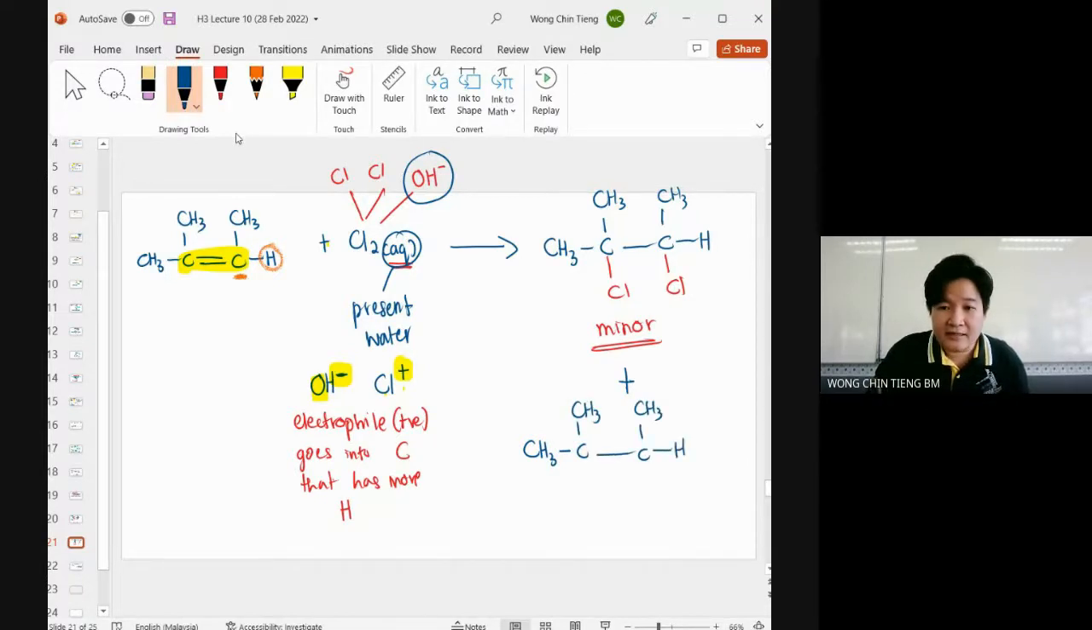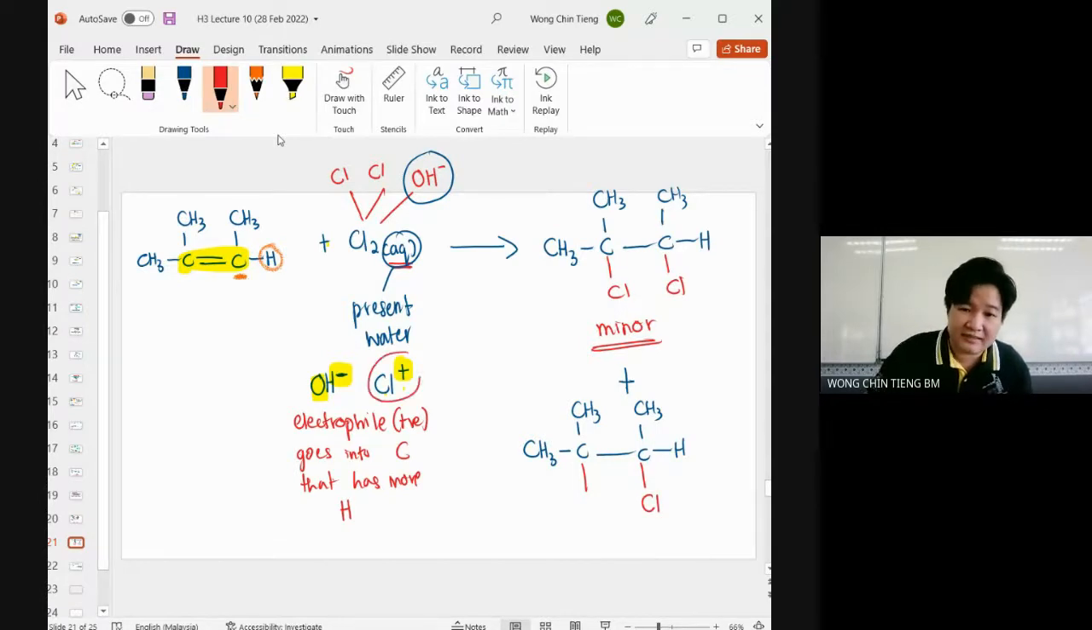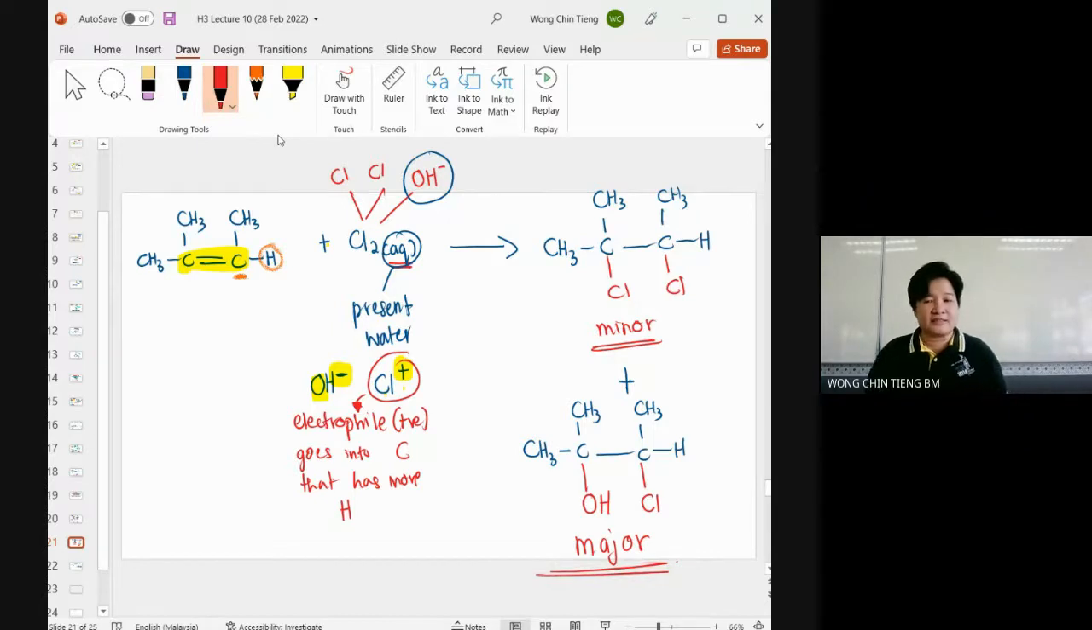And then, kawan baru yang dapat, carbon yang pegang hydrogen akan pegang Cl. Why? Because it's the electrophile. Electrophile must always go into carbon that have more hydrogen. Therefore, automatically OH akan masuk sini. And ladies and gentlemen, this is our major product. Okay?